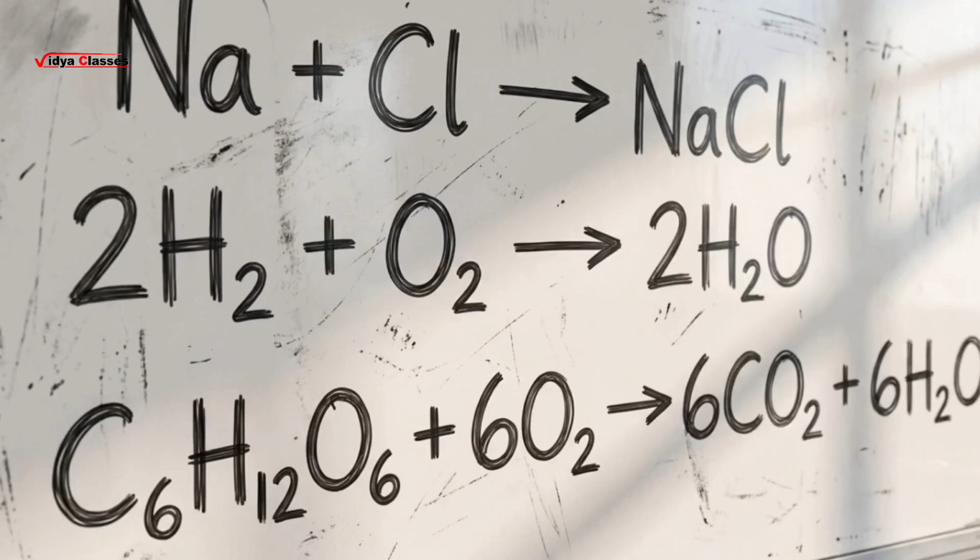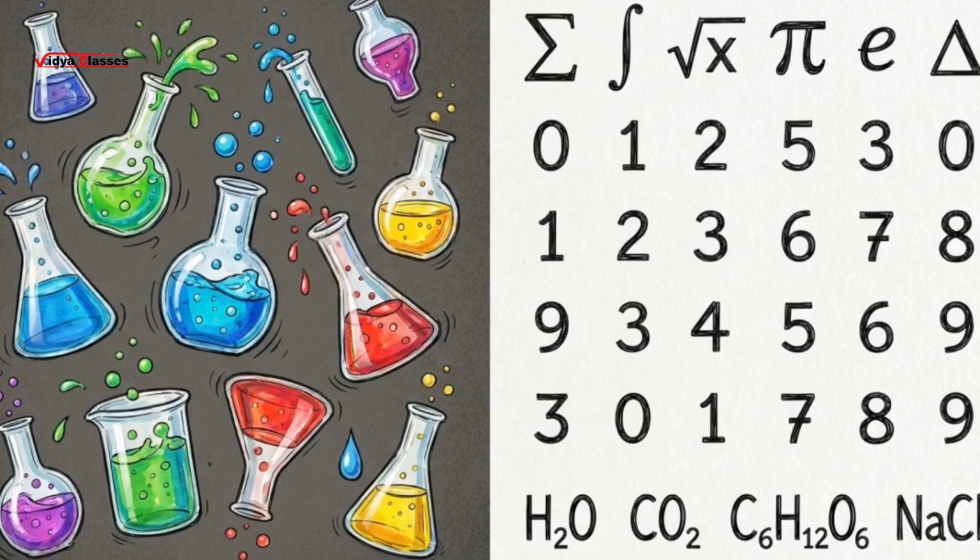To track the precise movements of every single atom, scientists require a strict mathematical shorthand. That shorthand is the chemical equation. It translates messy, real-world events into precise, trackable mathematics. Every equation follows the same structure.